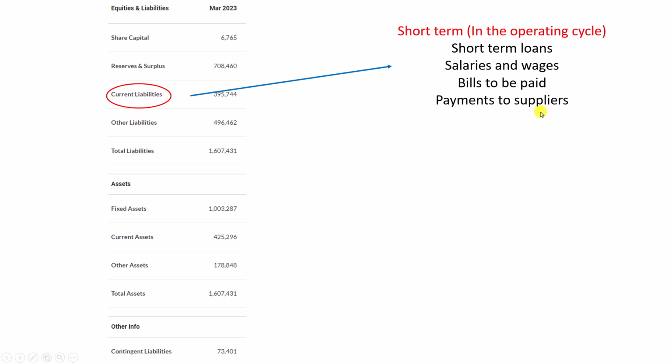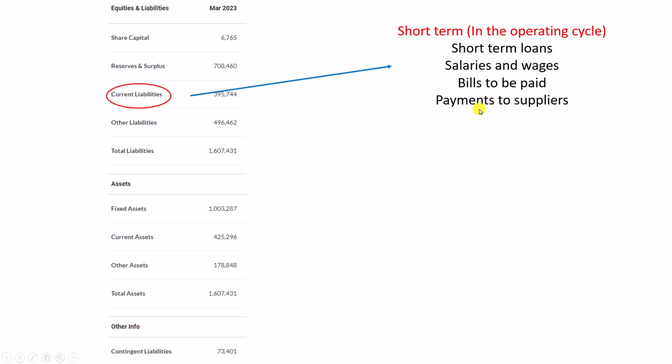Now, what is this supplier? Let us take the example of a company as a production company. It takes raw materials from suppliers and manufactures goods and sells them to the public. When the company takes raw materials from suppliers, or when the company buys raw material from the suppliers, it has to pay them, correct?